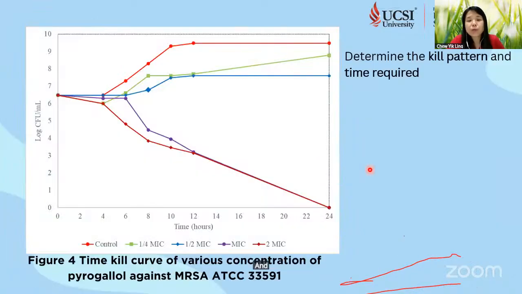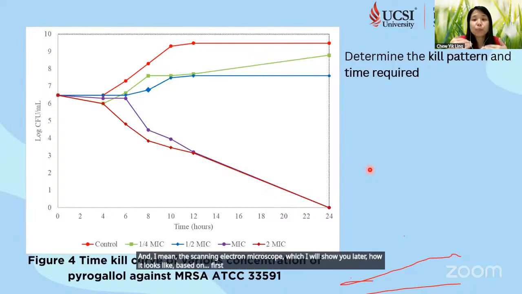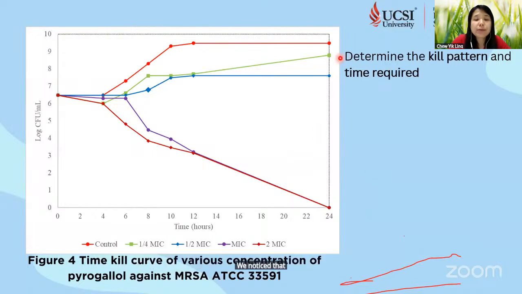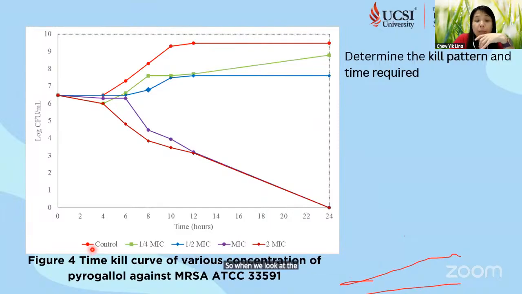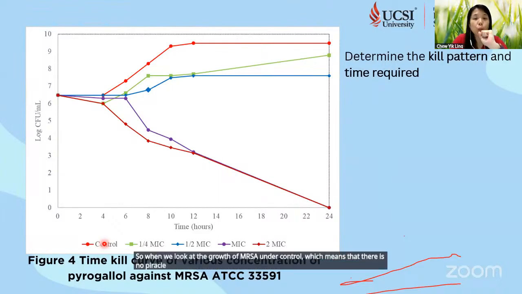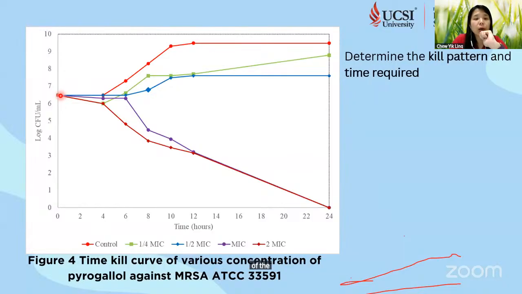In the scanning electron microscope, which I will show you later, based on the kill pattern of pyrogallol, we notice that when the MIC value increases, the killing pattern of pyrogallol towards MRSA differs a little bit. So when we look at the growth of MRSA under control, which means no pyrogallol has been used for treatment, you will notice that the lag phase lasts for 4 hours. Okay, from here you can see that there are only 4 hours of the lag phase.